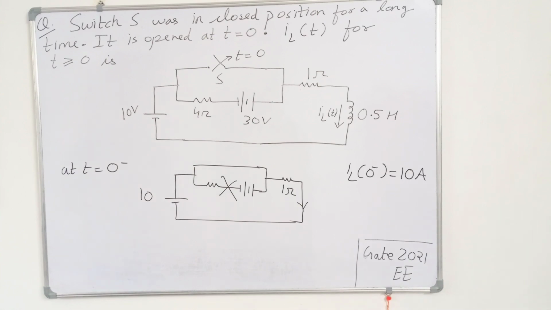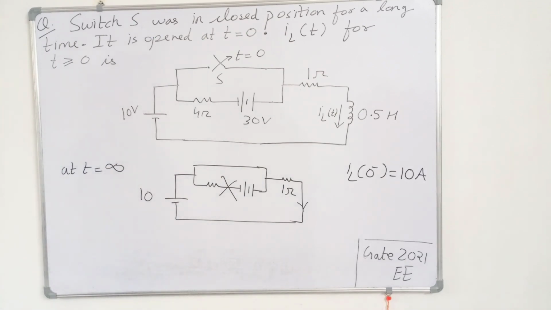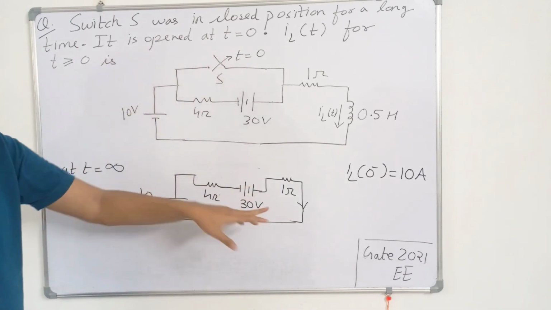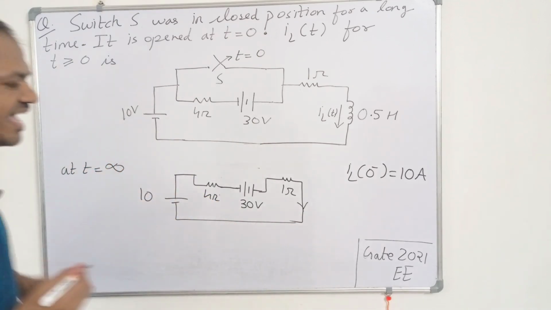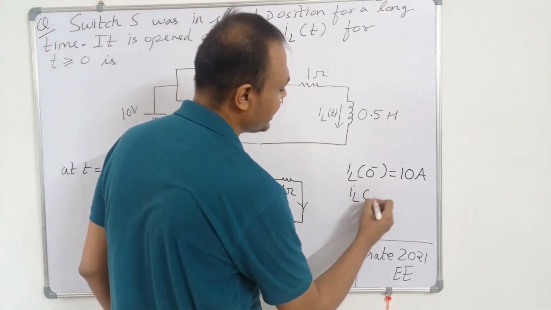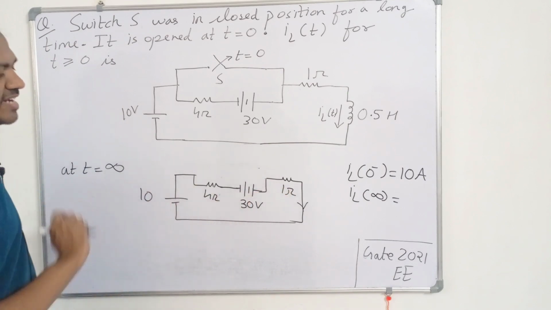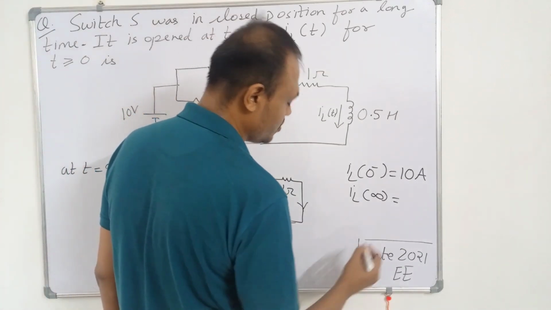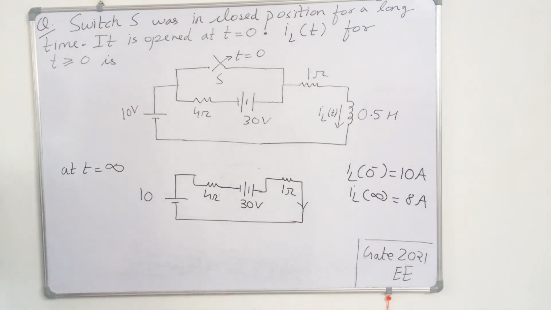Now we will draw the circuit for t equal to infinity. At t equal to infinity, the circuit looks like this. This switch is open, so it is gone. Again, inductor in steady state behaves like a short circuit. So IL at t equal to infinity: total resistance is 5 ohm and total voltage is 40 volt. So it will look like this. IL at infinity is equal to 8 ampere.